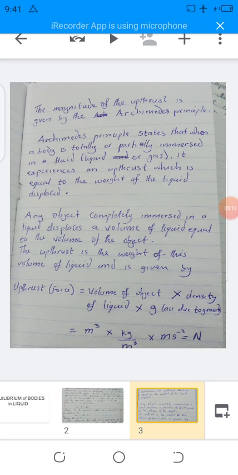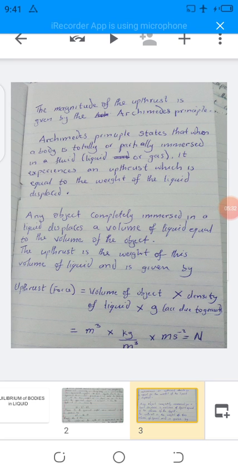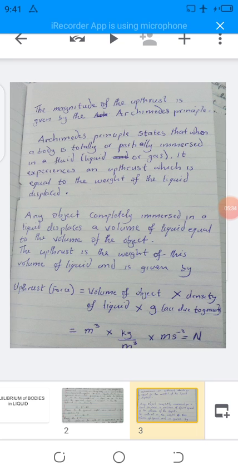Any object completely immersed in a liquid displaces a volume of liquid equal to the volume of the object. That is what I've just explained. The upthrust is the weight of this volume of the liquid. So when the volume of the object is displaced, convert this volume to weight: multiplied by density and gravity, it gives you the upthrust.